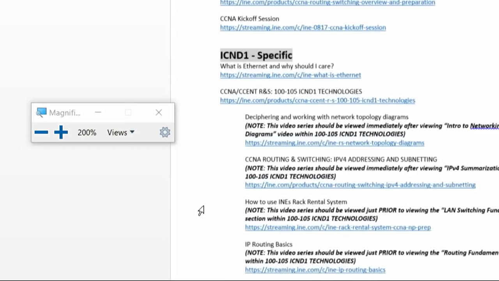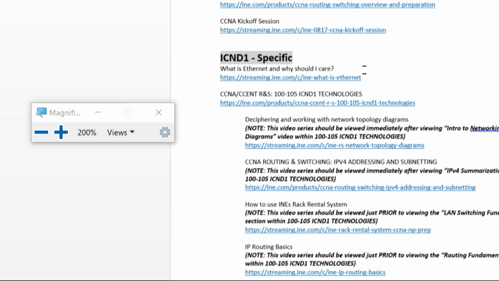For ICND1, I'd recommend starting with What is Ethernet and Why Should I Care? And then you're going to watch the ICND1 Technologies video series. And while you're watching that, there are other videos you're going to want to insert in the middle of that. For example, there's Deciphering and Working with Network Topology Diagrams. There's Routing and Switching IPv4 Addressing and Subnetting, IP Routing Basics.